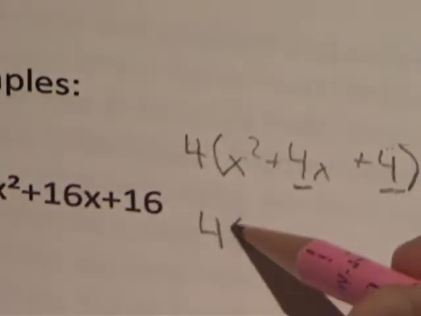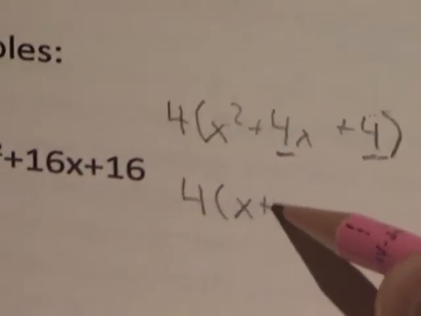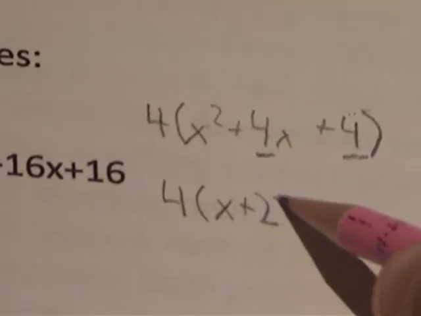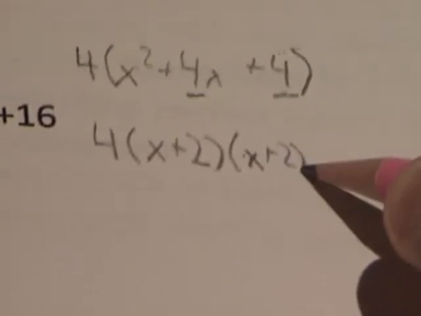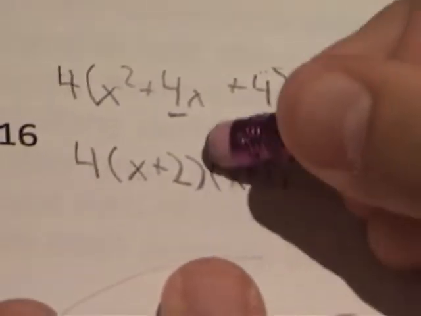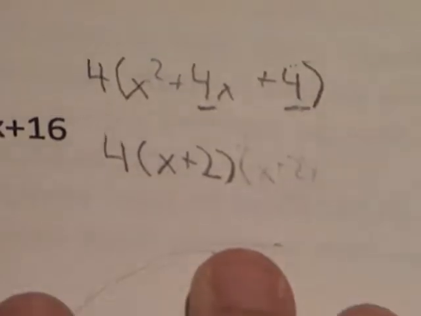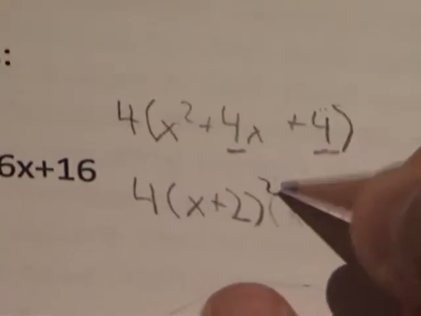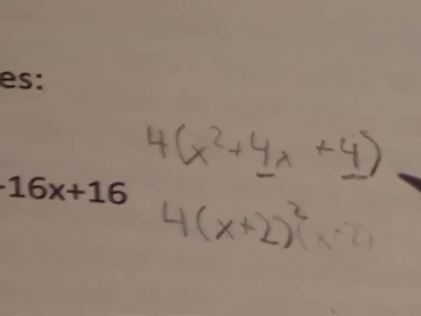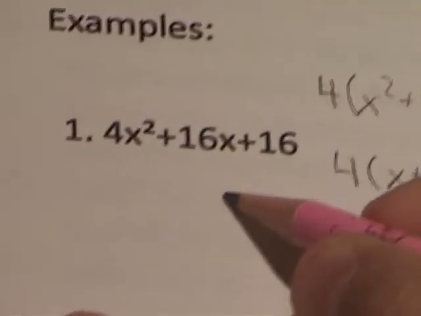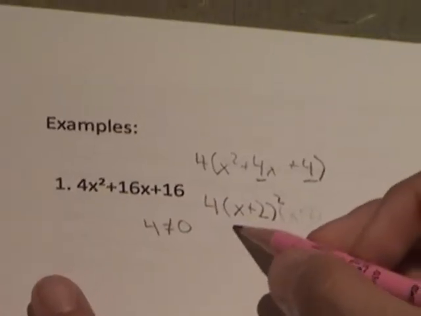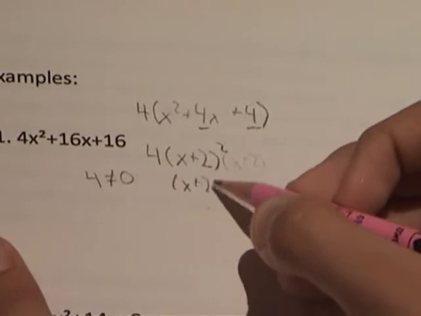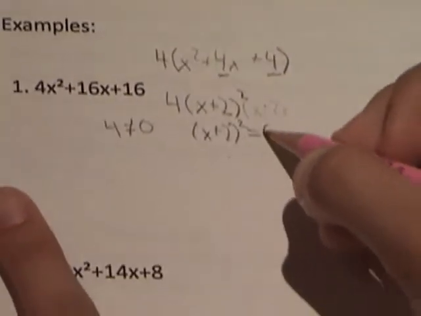So this will become 4x plus 2 times x plus 2. Since it's the same thing, that can be simplified into x plus 2 squared. Now you break it apart. 4 equals 0, that's false. So x plus 2 squared equals 0.